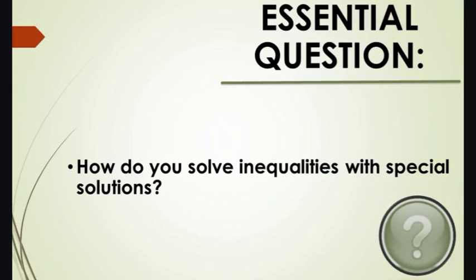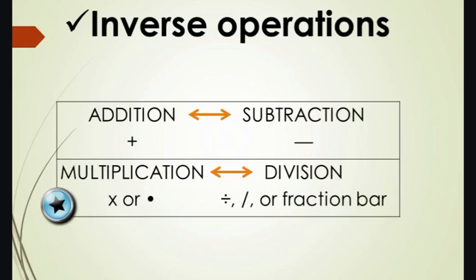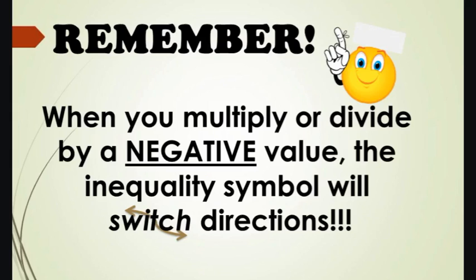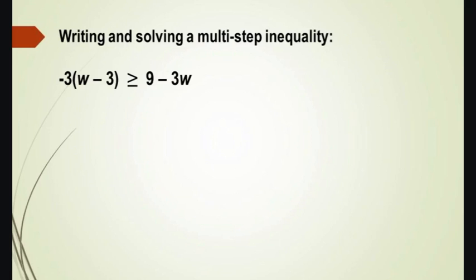up this lesson. As always, the things that we've gone over in the last couple of slides about using inverse operations in order to isolate a variable, and to always keep in mind that when you multiply or divide by a negative value, the inequality symbol will switch directions. So let's go ahead and take a look at some examples of inequalities that would have special solutions.